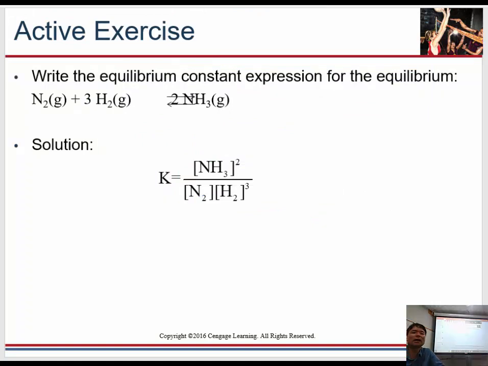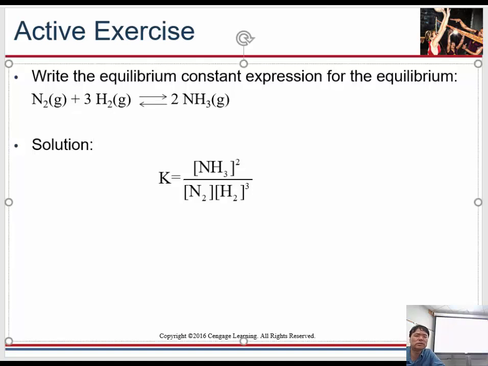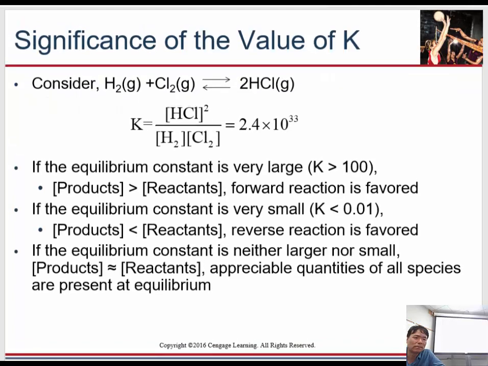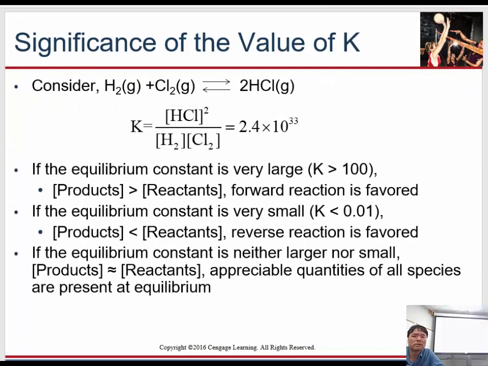One of the active exercises is writing the equilibrium constant expression, which we can do here. We'll move that over here. It'd be product raised to the second power, ammonia squared, divided by the nitrogen, divided by the hydrogen cubed. And this is going to equal a constant. We can determine what that constant is when it's given. Here's another example of an equilibrium constant, product over reactants: HCl squared, a gas, divided by the hydrogen, divided by the chlorine.